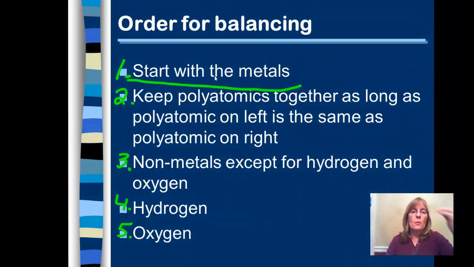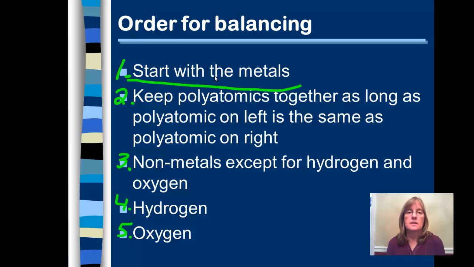Now, when you are balancing, you need to know an order, and I want you to stop, and in a moment you're going to copy these down. To balance a chemical equation, you need to have the same number of reactants as you have products. Step 1 is you're going to start with the metals. Step 2, if there are polyatomics involved and you have the same polyatomics on the left as you have on the right, you're going to keep those together.